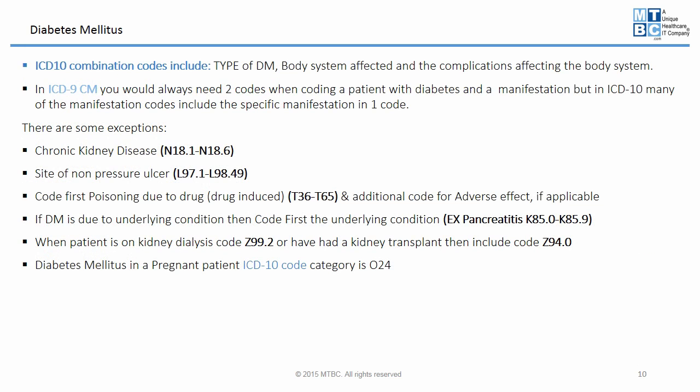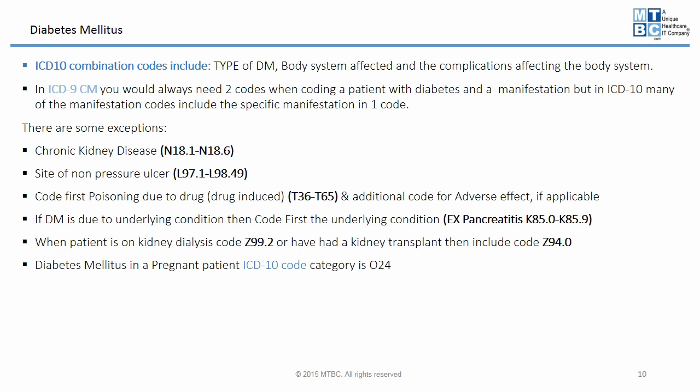Okay, so we're going to go a little deeper into it. So ICD-10, the combination codes, what they're doing is type of diabetes, whether it was drug-induced, whether it's type 1, type 2, the body system affected, and the complications affecting the body system. That's the combination codes. In ICD-9, you would always need 2 codes when coding a patient with diabetes and a manifestation. But in ICD-10, many of the manifestation codes are included in one combination code. Not all, but many.